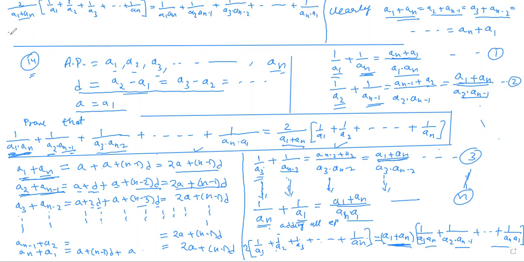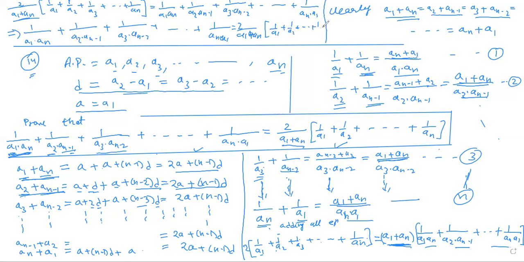Now if we write the left hand side completely on the right hand side, and the right hand side on the left hand side, first the right hand side: 1 by a1 an plus 1 upon a2 into an minus 1 plus 1 upon a3 into an minus 2 and so on up to 1 upon an into a1 equals this one, 2 by a1 plus an into 1 by a1 plus 1 by a2 and so on up to 1 by an, hence proved.